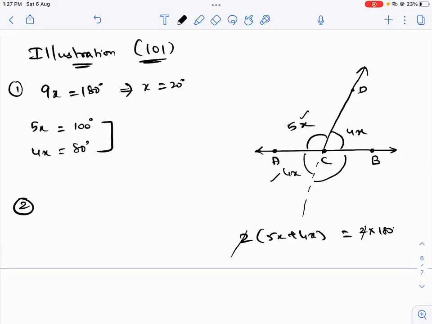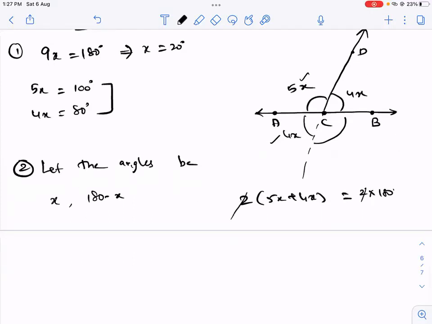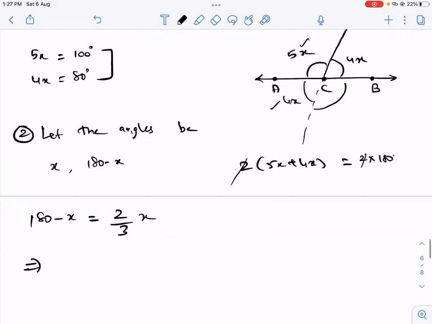Right. So shall we try the next one? If the supplement of an angle is 2/3 of itself, let the angles be x and 180 minus x. They are supplementary to each other. If the supplement of an angle, so 180 minus x, is equal to 2/3 of itself, 2 by 3 of x, then what is the value of the angle and its supplement?